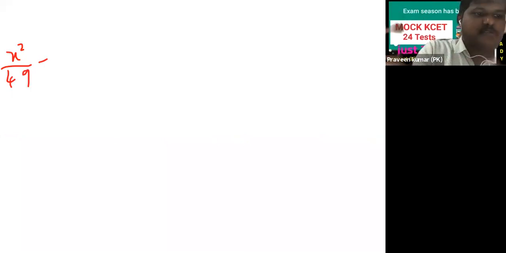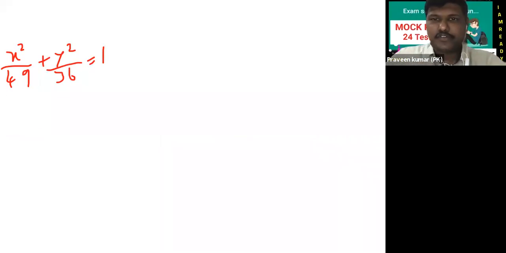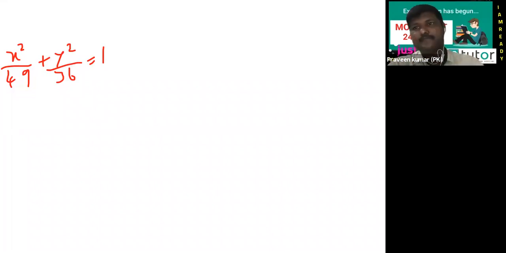X square by 49 plus y square by 36 is equal to 1. Fast. Today up to 8 we'll discuss this chapter only in different models. We have many questions in this model, in this chapter. Do it fast.